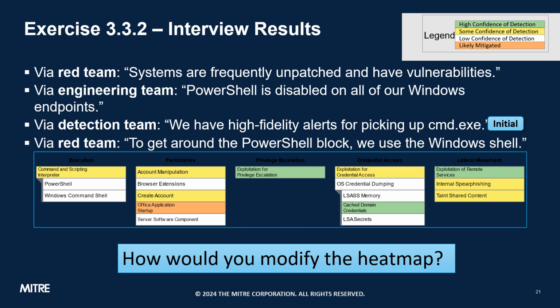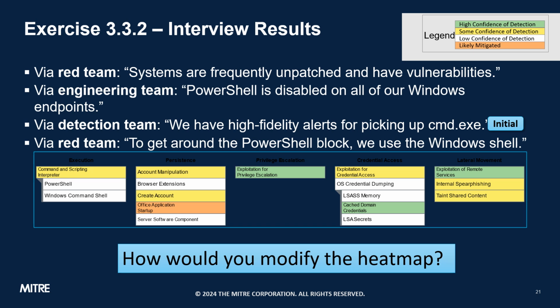Here's another example that we can walk through. Feel free to pause the video. This one is more around interview results. So we'll start with this initial heat map up top. We have these 4 bullet points that we've gotten from the interviews. And the question is, how would you modify that initial heat map to account for what we're being told during the interview stage? So feel free, pause the video, and then we will dive back into the solution.